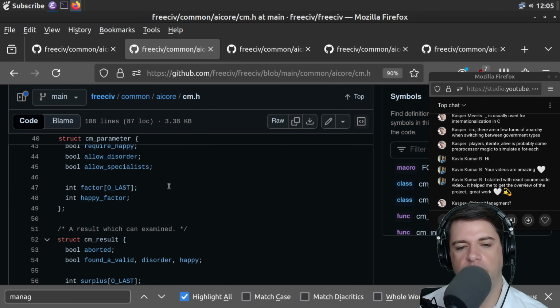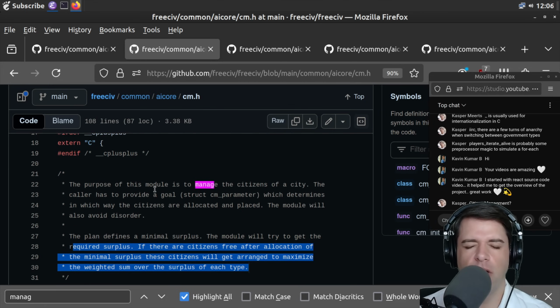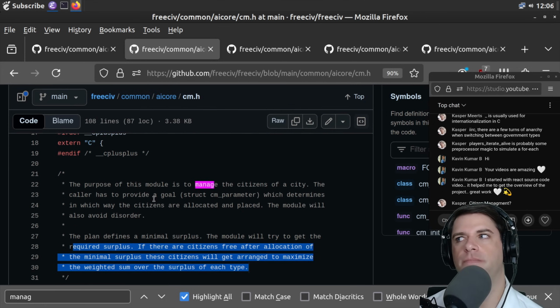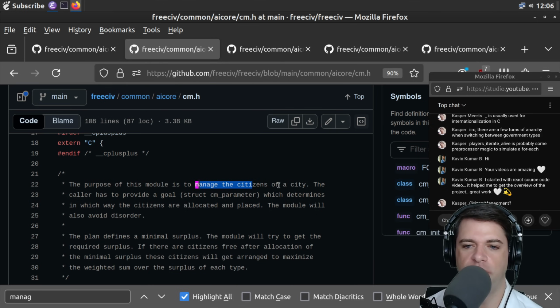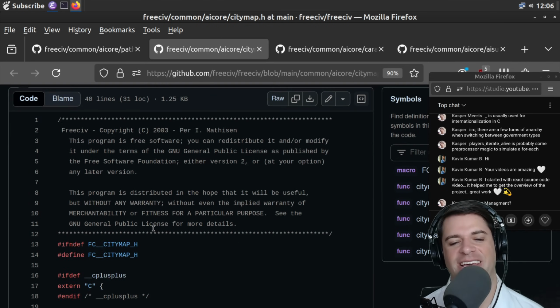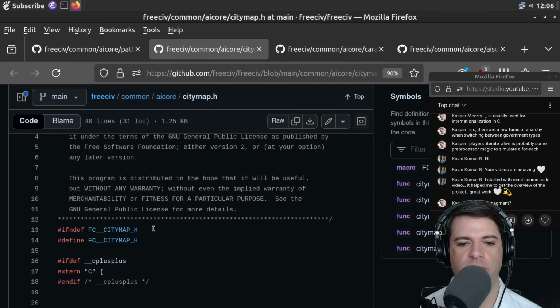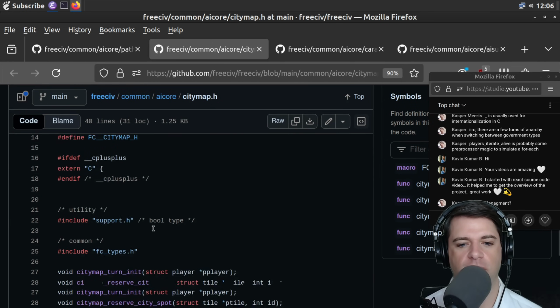Okay, so that makes sense, it's sensible to do dynamic programming there. It sounds like they've switched to branch and bound, but this is for managing citizens of a city. Whew, I don't know why I didn't just look at that comment first, but that's where we are.